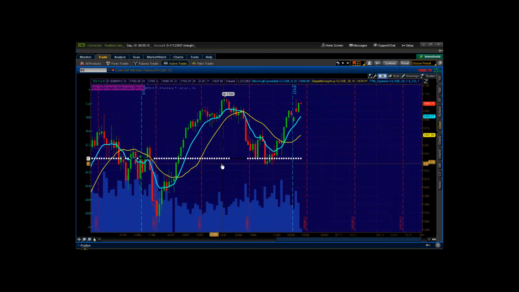Going to the daily. We have the larger head and shoulder pattern playing out that we see on the weekly, but we've got good slope and separation.